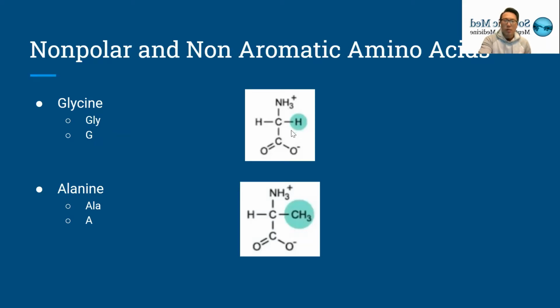So on the right, as you can see, each amino acid has the same structure that's in black. But then this green circle right here, that is the R group. That's the group that will change between the different amino acids. So for glycine, it's the most basic one. It has a hydrogen.